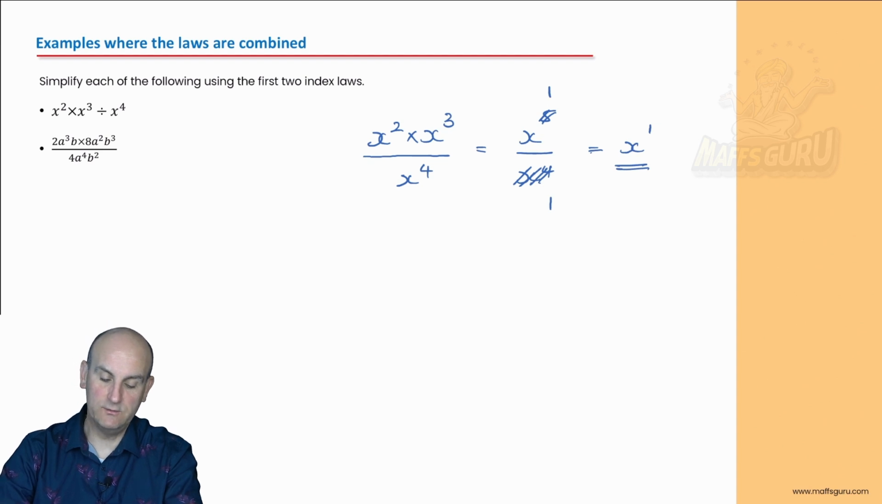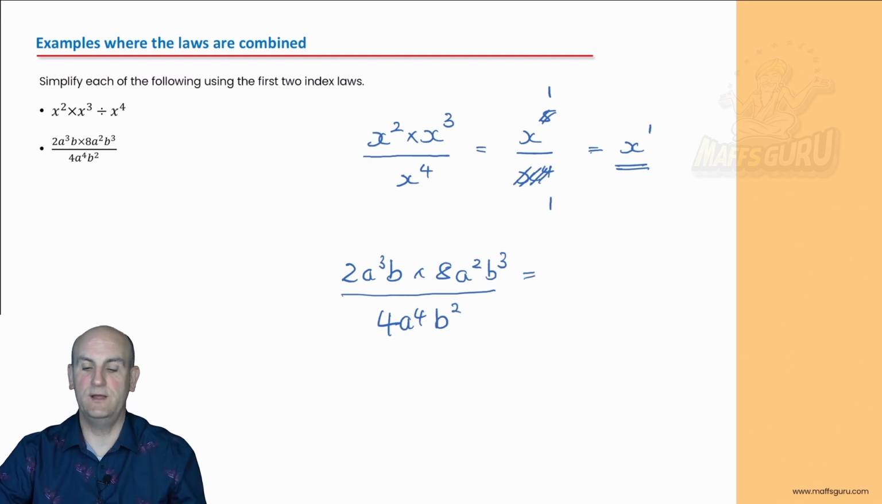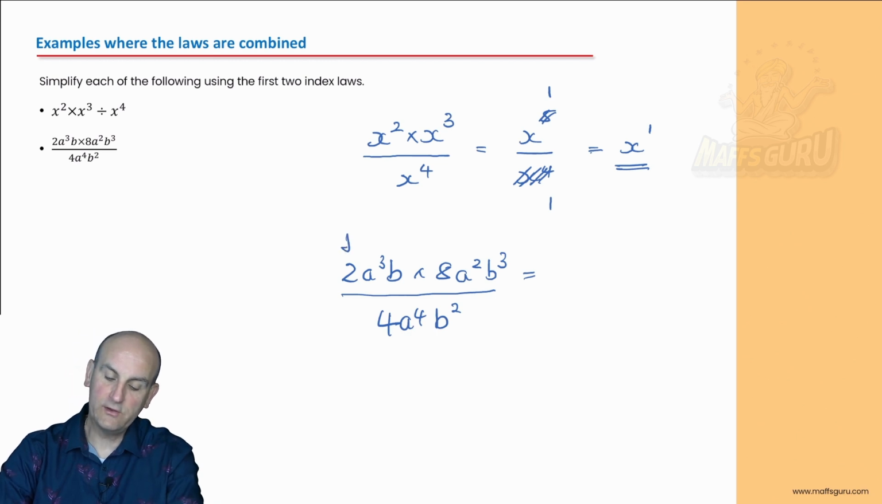What about this one? Oh, this looks complicated. 2 a cubed b times 8 a squared b cubed, all divided by 4 a to the 4 b squared. Right, so I'm going to simplify the top first. How are we going to do that? Well, they're all multiplied together, so I'm going to do my 2 times my 8, which gives me 16.